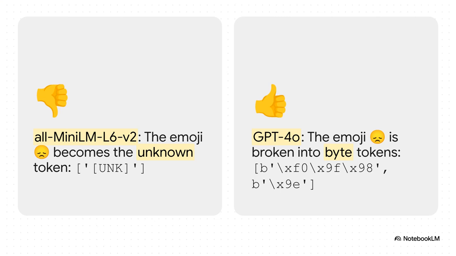Look at what that first model does. Its tokenizer has no idea what that emoji is, so it just throws up its hands and replaces it with this unk token. It means unknown. So all of that negative feeling, poof, gone.